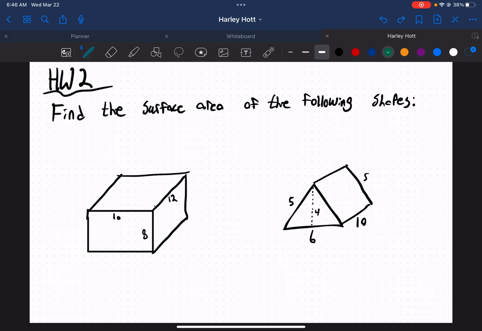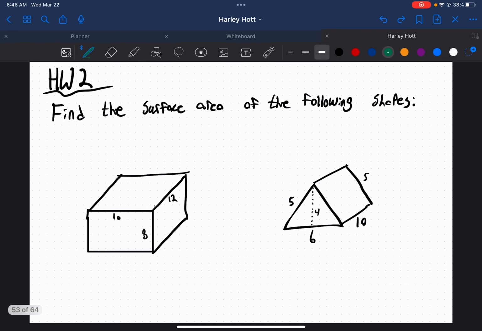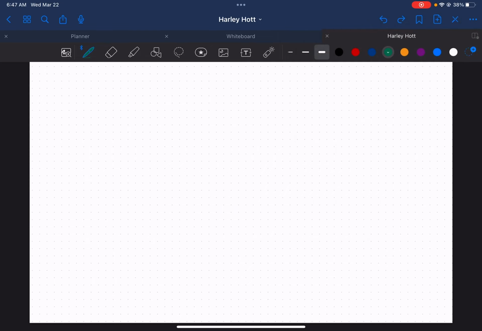Okay. Now, surface area is one part, all right? Surface area is one part of the equation. The other component is volume.